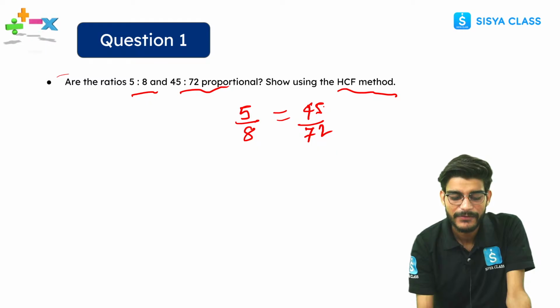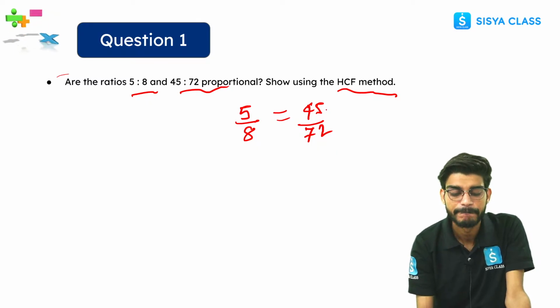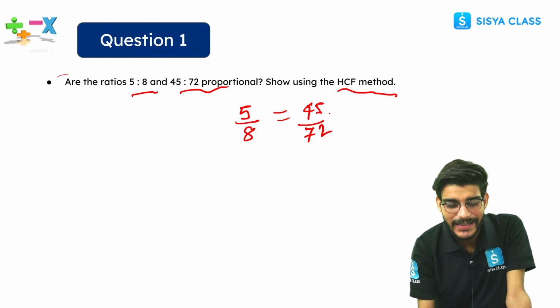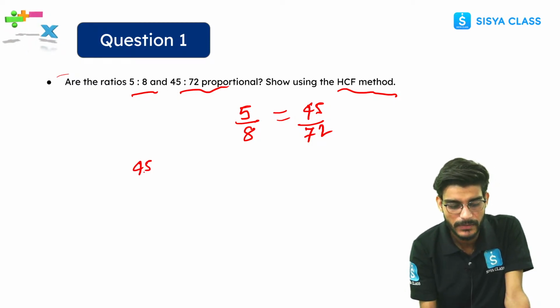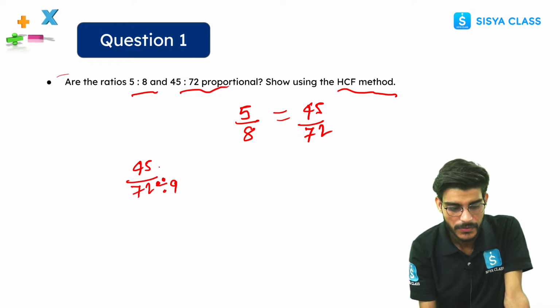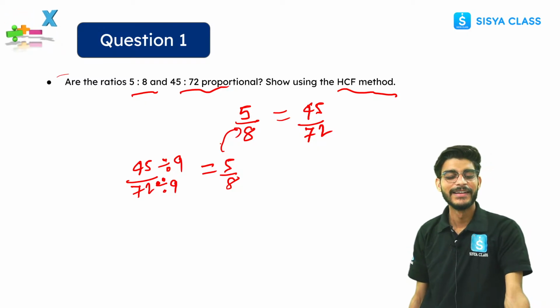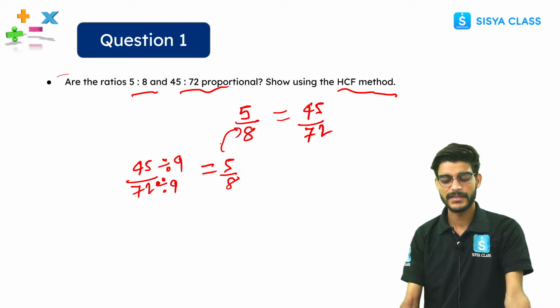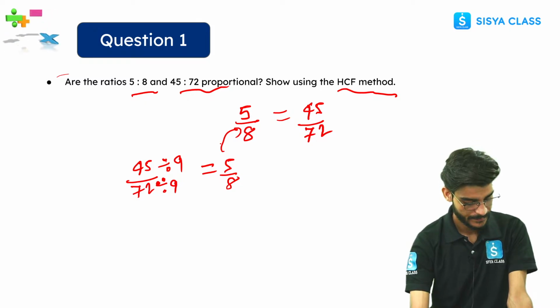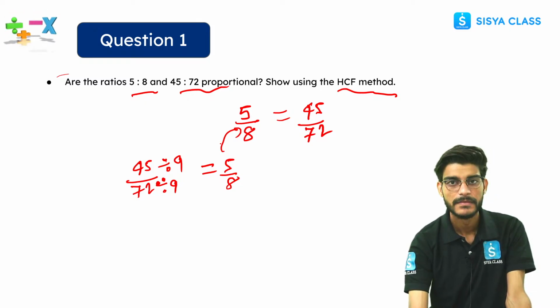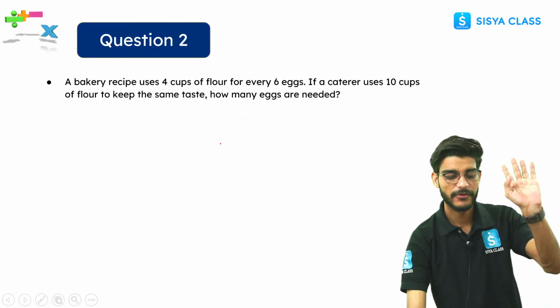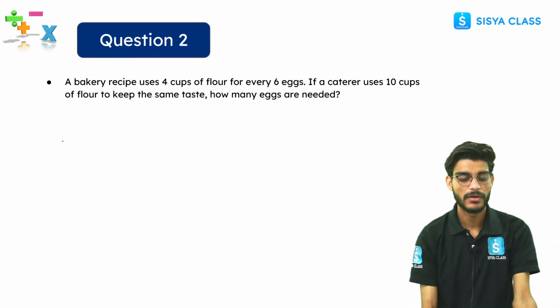So what will be the HCF of 45 and 72? Is it 9? Check. Yes sir, it is 9. So if you divide 45 and 72 by 9, this is 5, this is 8, which equals the left hand side, so these two are proportional. That's it. Question number 1 is done. Any doubt? This was your question number 1. Now let's move on to question number 2.